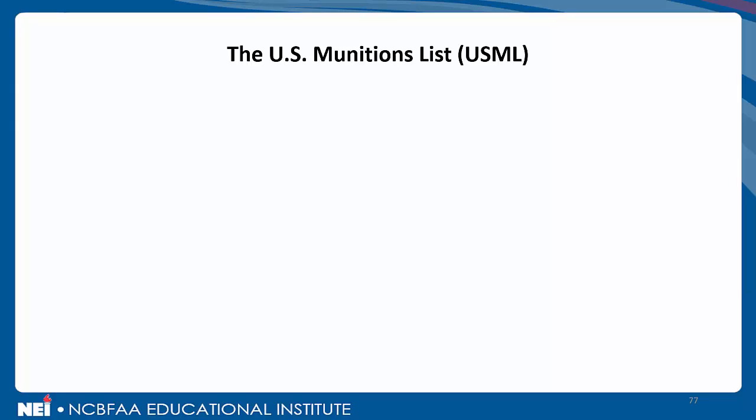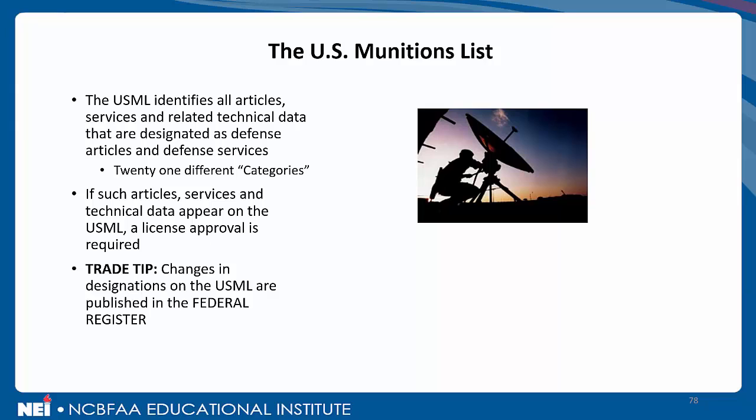Here in Section 10 of Module 3, we're going to get to the part that everybody was waiting for, the U.S. Munitions List. So without any further ado, let's jump right in. In our first bullet point, we'll point out that the USML identifies all articles, services, and related technical data that are designated as defense articles and defense services. There are 21 different categories within the USML that help to break down these articles, services, and technical data.